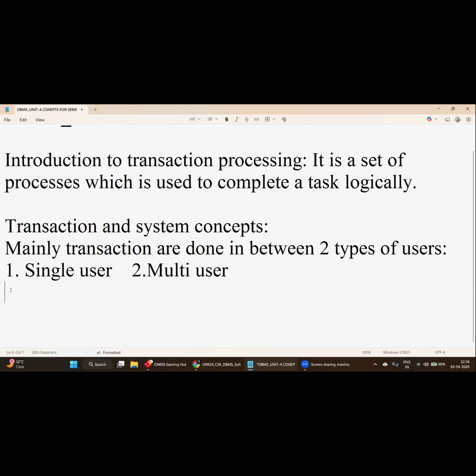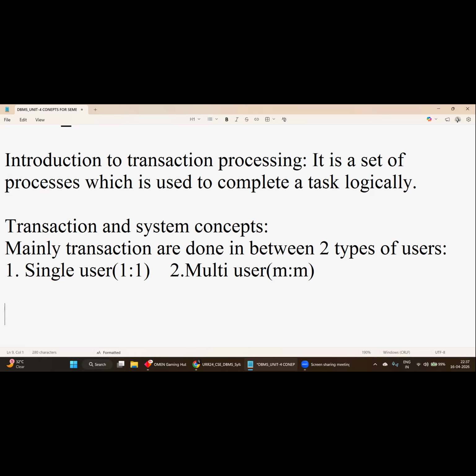Now single user means the data transfer or the transactions are between one is to one. But whereas in multi, we can observe that it is many is to many. Between many persons, the transactions will be done.